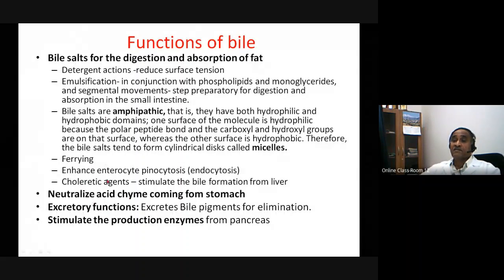So now the bicarbonate level is high, so that it will neutralize the acid chyme which is coming from the stomach, so that it helps the pancreatic bicarbonate secretion, and these things together, they will try to neutralize the acid chyme appearing in the first part of the duodenum. So in addition, the bile performs the excretory functions. What are those excretory elements? It eliminates the bile pigments.